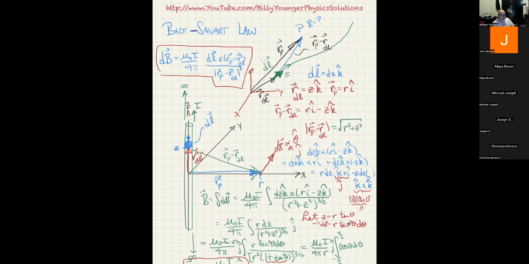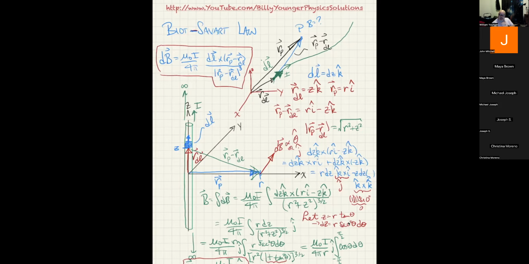The r_P has to be a vector from whatever origin you choose to the point P at which you wish to know the magnetic field. The vector r_dL has to point from that same origin that you chose to that differential line element vector dL. So you just got to find those three things. Once you've found those three things, you've got to compute r_P minus r_dL.